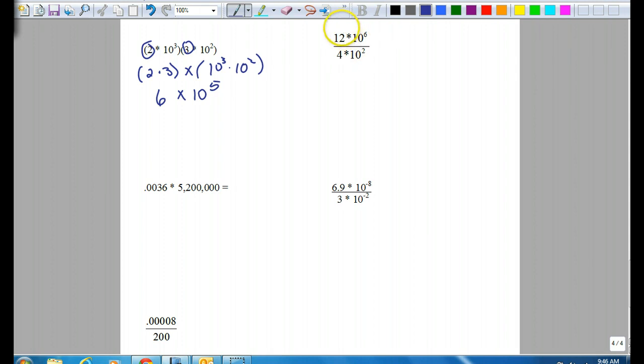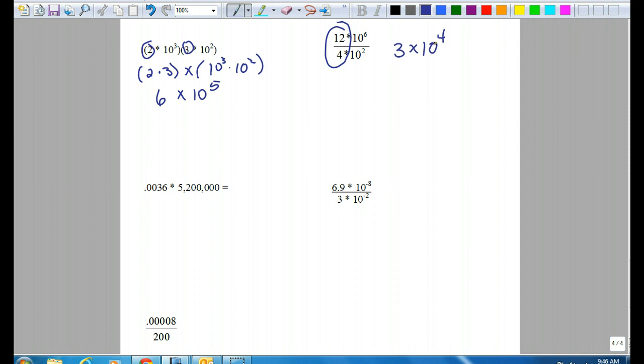This time I'm dividing, so I'm going to put these 2 together first. What's 12 divided by 4? It'll be 3. Okay. And then this will be 10 to the 4th, because it's going to be 6 minus 2. All right. Those 2 are pretty easy.